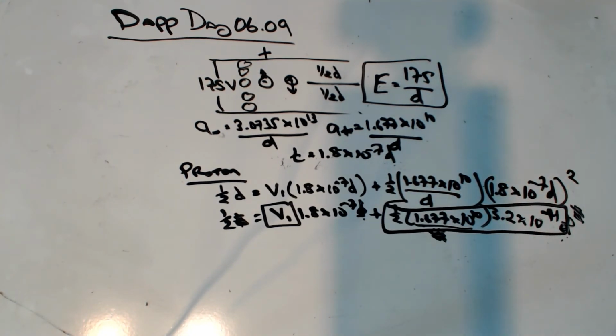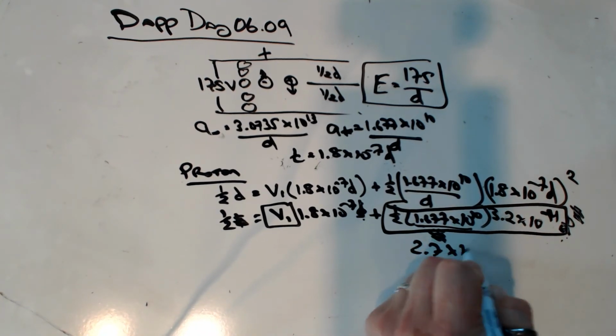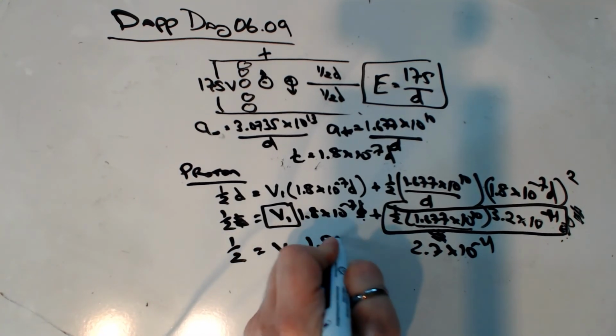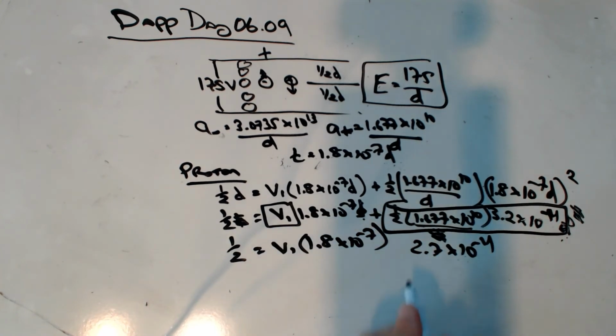Okay, so you're going to do 1/2 times 1.677 E10 times 3.2 E negative 14. And you end up with 2.7 times 10 to the negative 4. The 1/2 is still here. VI 1.8 times 10 to the negative 7. All right. Since this is a positive, we're going to subtract it over here. So it's 0.5 minus the answer we just got. So you get 0.49973, etc.